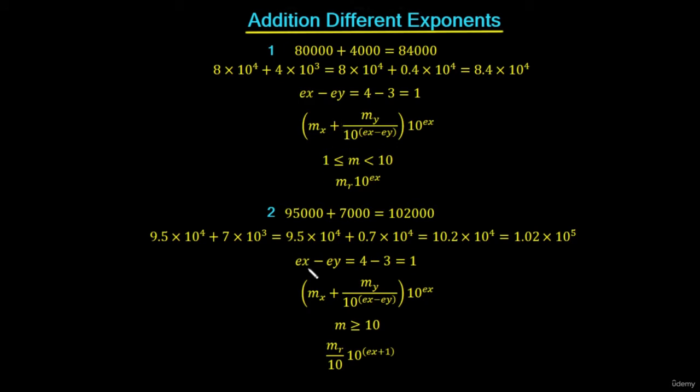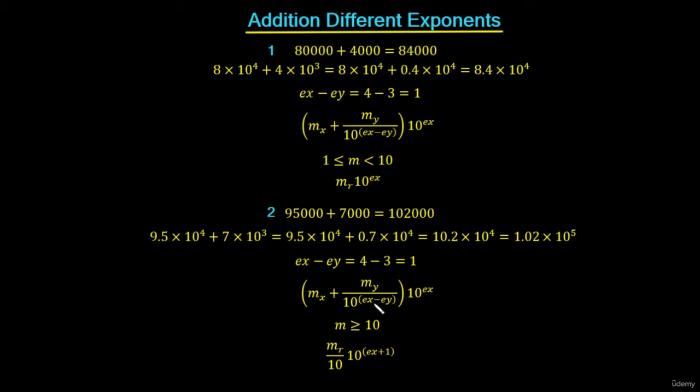Now again here we can see that our ex minus ey is equal to the largest exponent, which is 4, minus the smaller exponent, which is 3, a value of 1. So it's the same exponent difference in this case. So again, this line here is the same as this line here. We've got our mx. We are shifting the value of our my by 10 to the power of ex minus ey. And finally we multiply it by 10 to the ex. But again, we've said here that the result is actually greater than 10. It's 10.2. So if the result is greater than 10, we then have to normalise the answer.